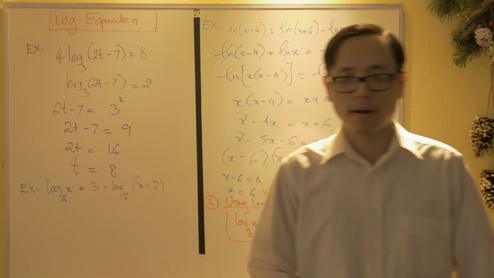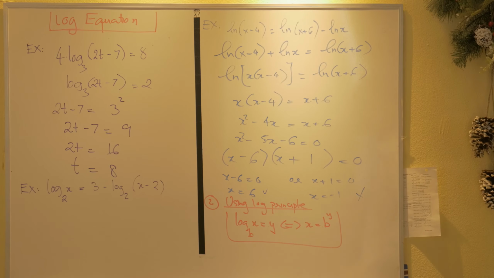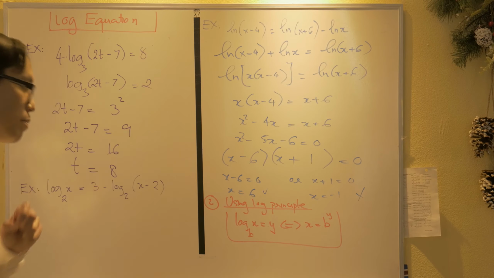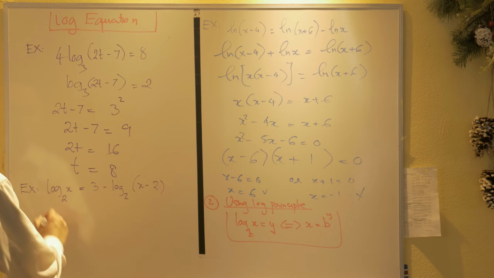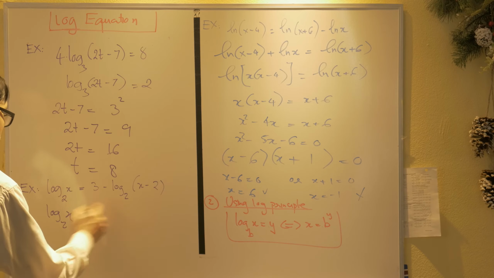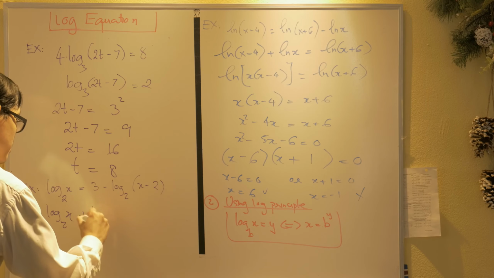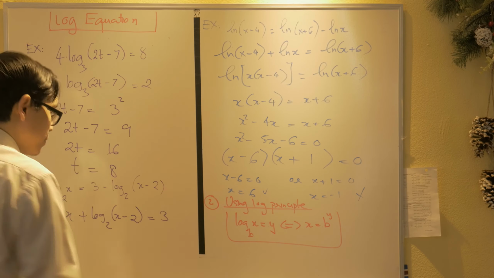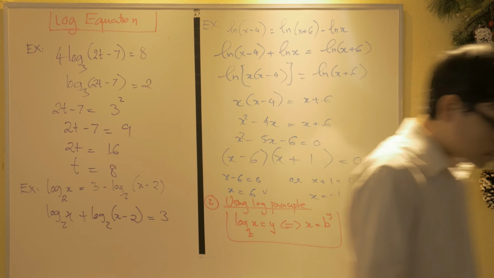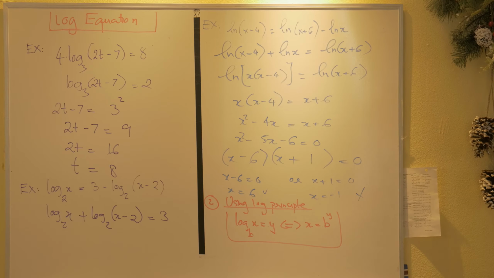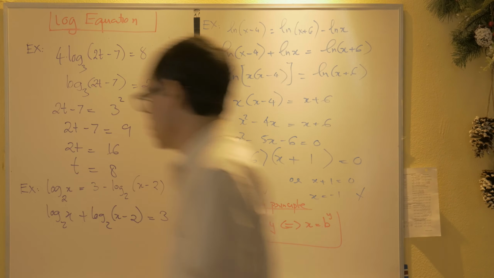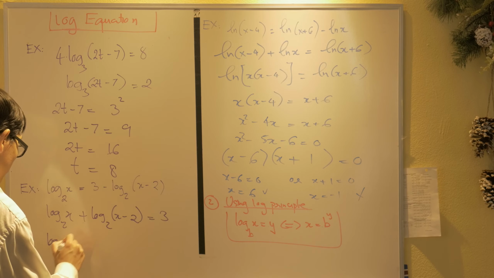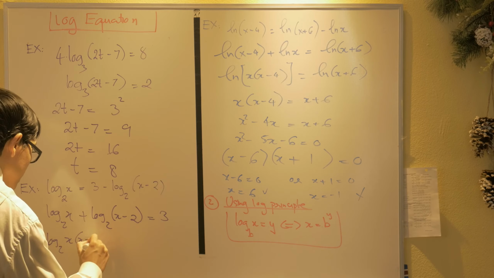Alright, so in order to apply the log principle, we need to have only one log, but we have 2 logs. So we need to combine the logs, and we use the property we learned in the previous video to combine the logs. So add to both sides. I bring the log over here to the right-hand side so it becomes positive, and keep the number 3 there. And if you have 2 logs added together, it'll give you the product. You already learned the property, so it gives you log base 2 of x times x minus 2.